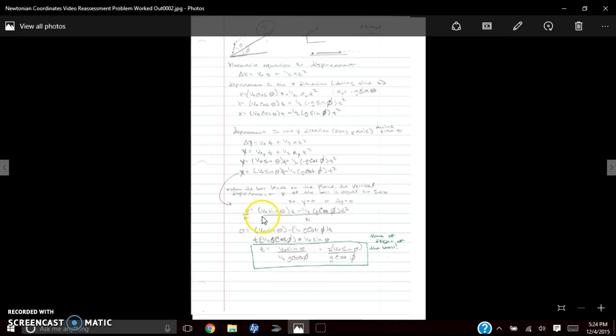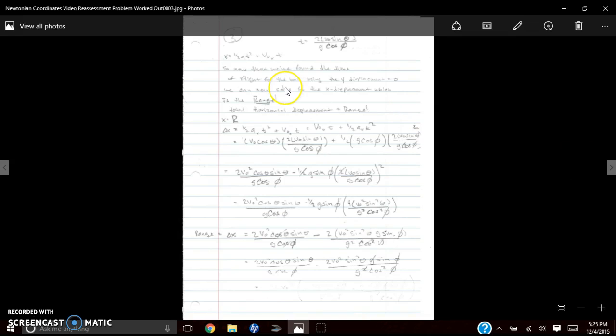What I did here is set my y displacement equal to 0, and then I divided out t, so the t squared turned into just a t, and the t over here canceled out. Therefore I was able to solve this equation for t, and I got t equal to v naught sine theta divided by 1/2 g cosine phi. That is my time of flight of the ball, and we're going to plug that into the displacement in the x direction equation, because if that's the time of flight of the ball, then that doesn't change. That is our t for the equation.